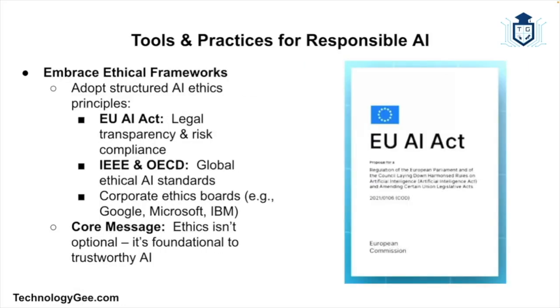And then you want to embrace ethical frameworks. So organizations are developing AI ethics guidelines to steer development. The EU's AI Act mandates strict transparency and risk standards. You have the IEEE and OECD, where they offer global AI ethics principles. Then you've got companies like Google, Microsoft, and IBM. They have their own internal ethics boards, though their effectiveness kind of varies. But the key idea is this: ethics is not optional. It's a requirement for any AI system that touches human lives.